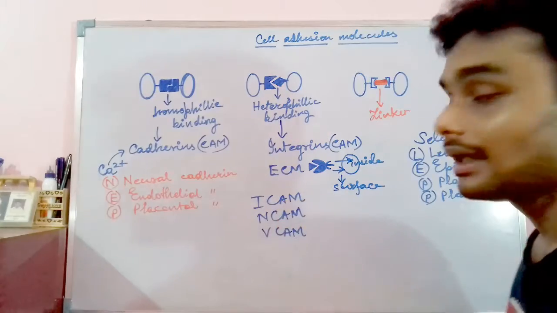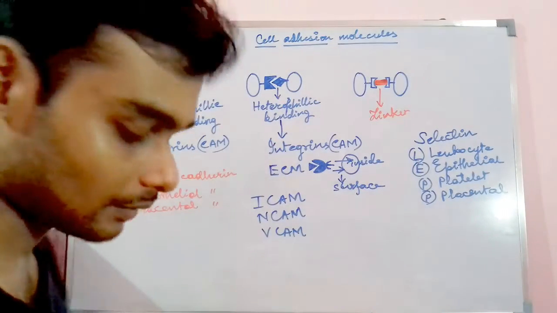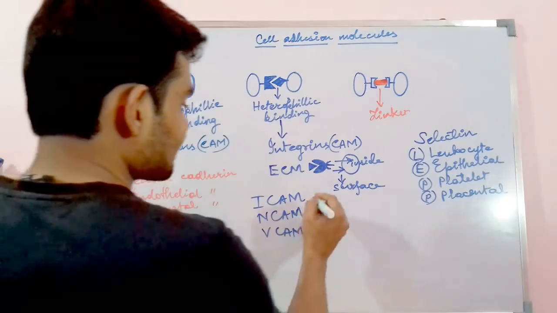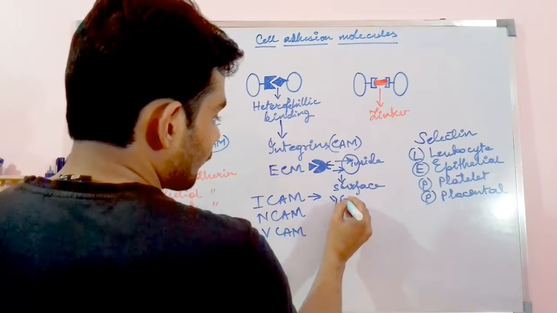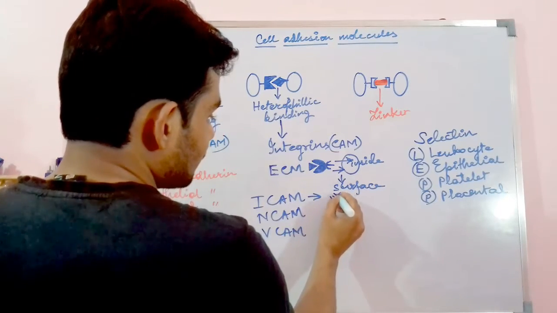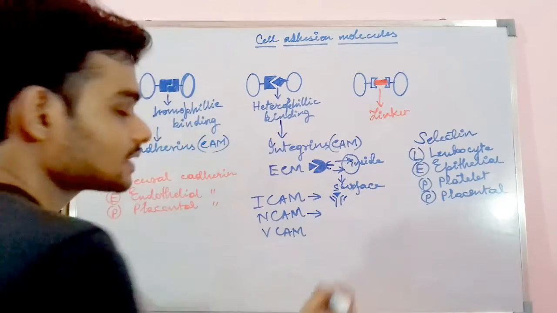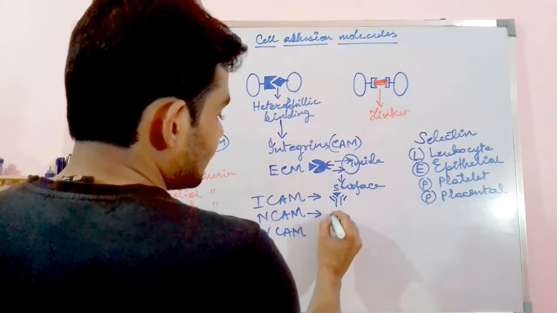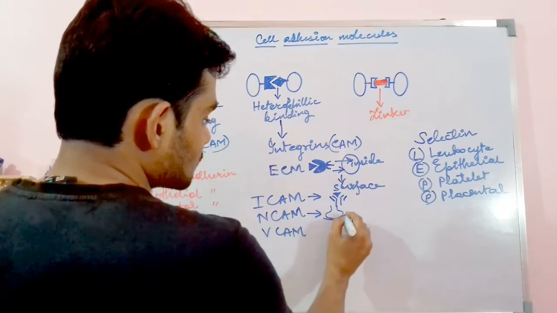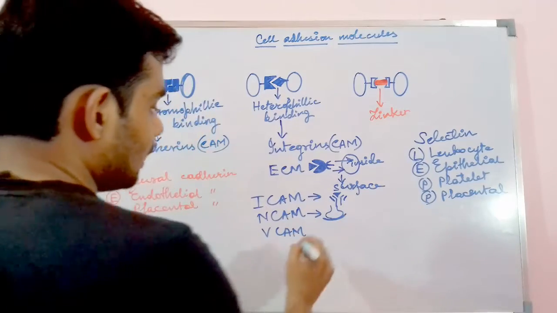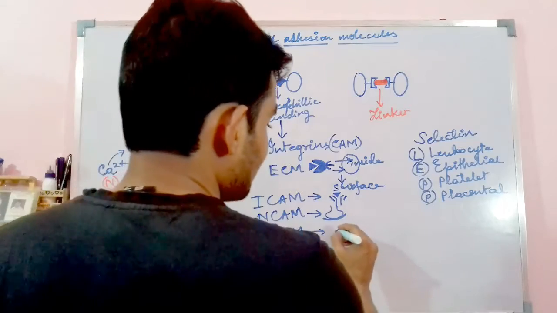This ICAM particularly helps in antigen and antibody interaction. This NCAM, neural cell adhesion molecule, helps in the synaptic cleft and post-synaptic membrane interaction. On the other hand, the VCAM, the vascular cell adhesion molecule, what does it help?